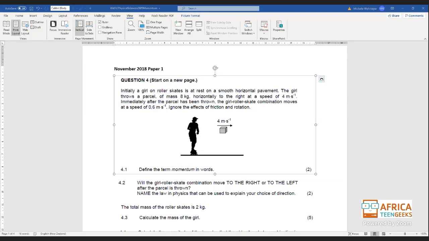Are you all seeing my Word document? Sorry, I don't know why my PowerPoint just died on me.